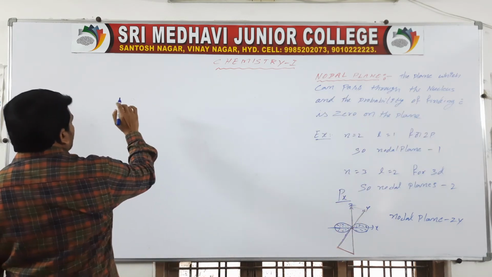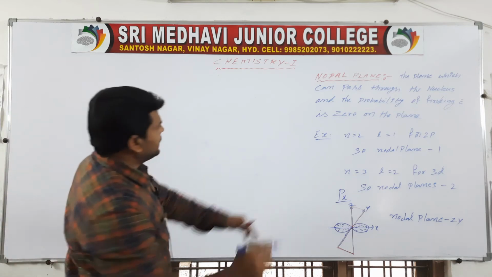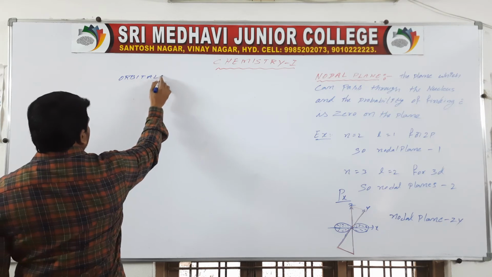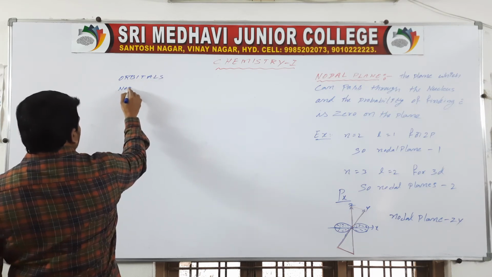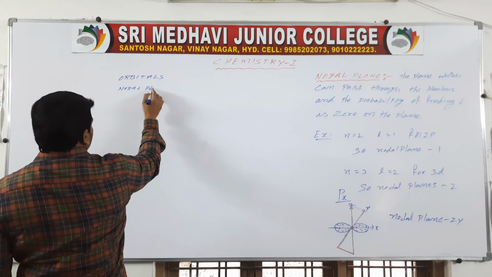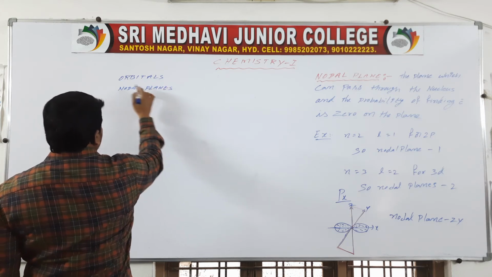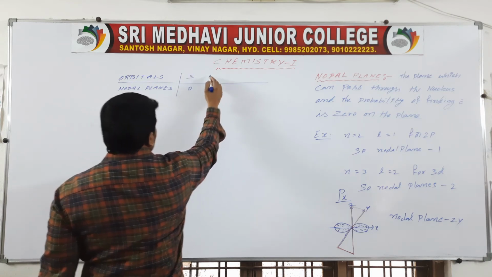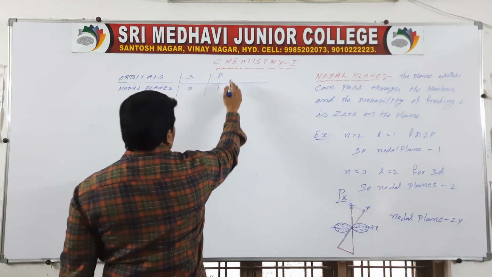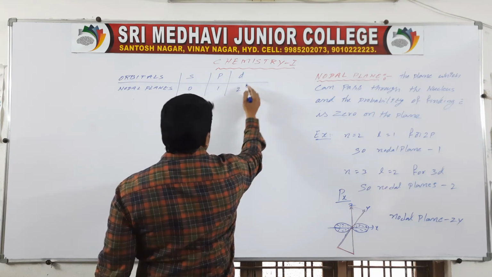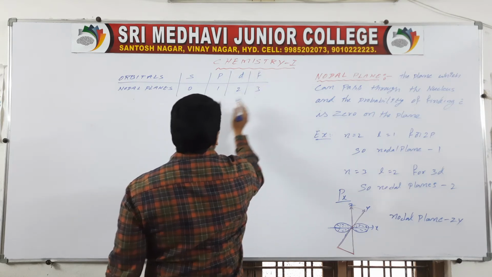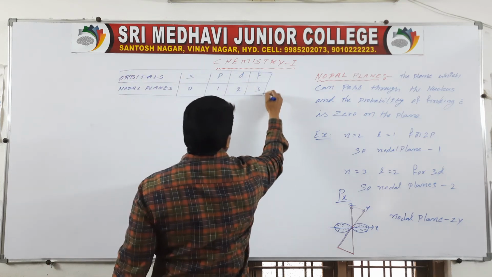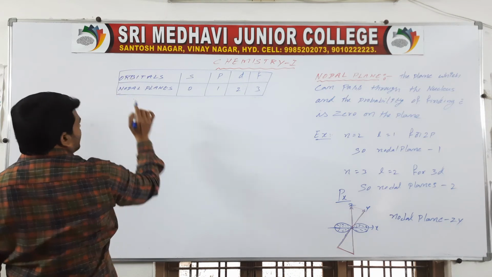Here you have to know orbitals and nodal planes. Okay. For s orbital 0, for p orbital 1, for d orbital 2, for f orbital 3. Okay, this is the way we may calculate nodal planes.